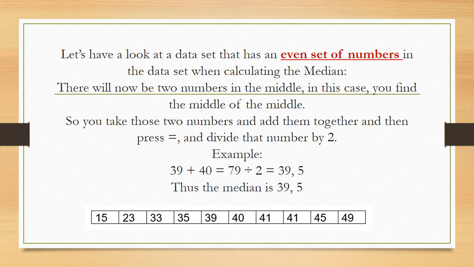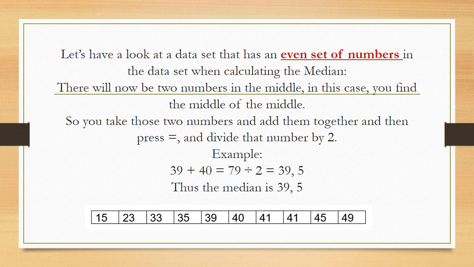But when you have an even set of numbers, so again, just take your two fingers, 15 and 49, place them on there, jump 1 to 23 to 45, jump 33 to 41, jump 35 to 41, and you will see that the two numbers in the middle are 39 and 40.